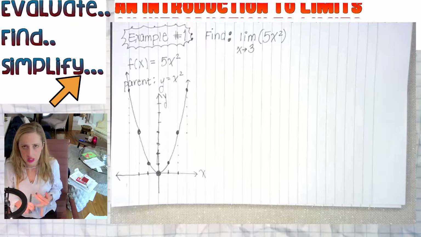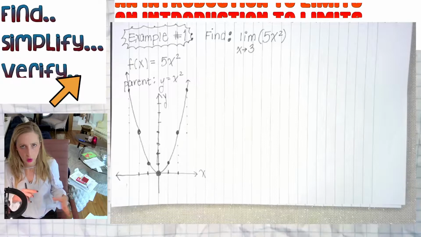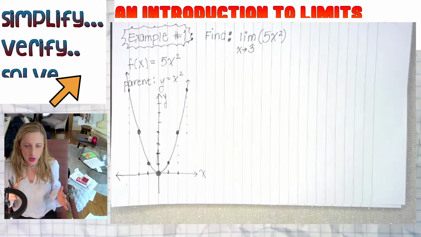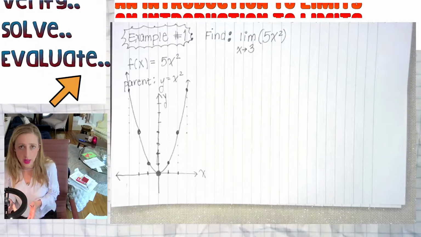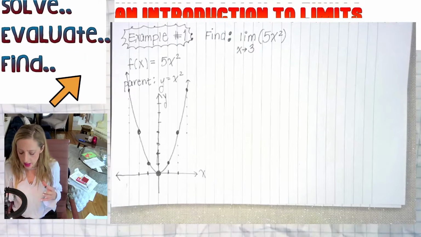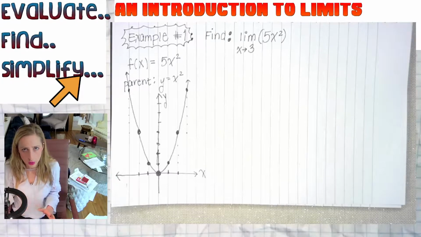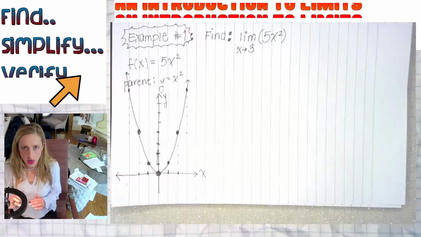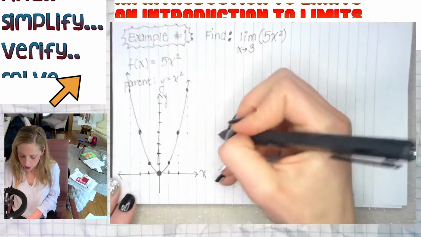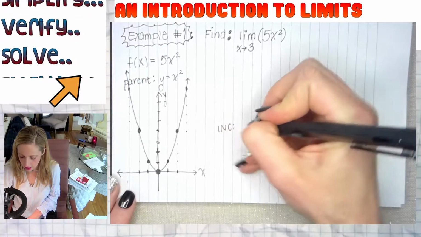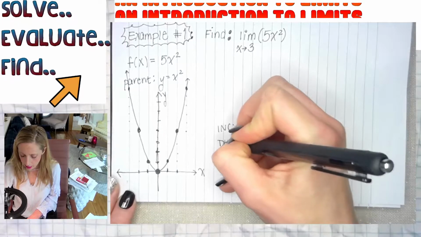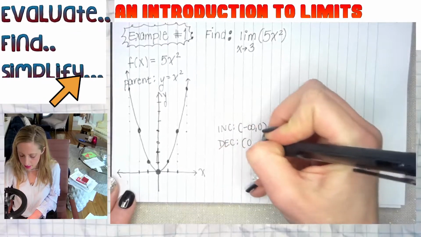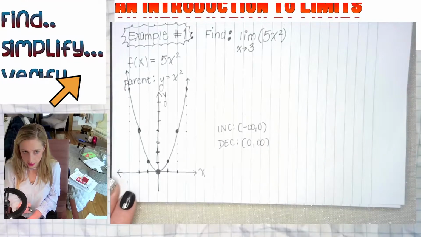Domain, continuity, increasing, decreasing. Where is it concave up? Where is it concave down? Any interval that you're describing will be as domain, intervals of the domain, and you describe from left to right. The only one you don't is if you're asked for range, and that goes from the bottom to the top. So just to kind of throw those over here. Increasing, I would describe as negative infinity until 0. Decreasing, I would describe as from 0 to positive infinity, left to right.